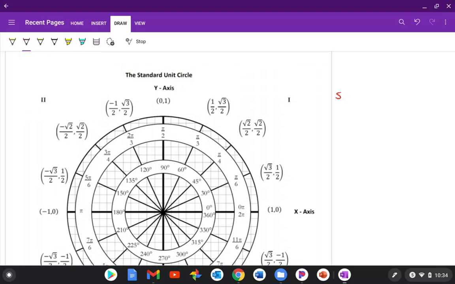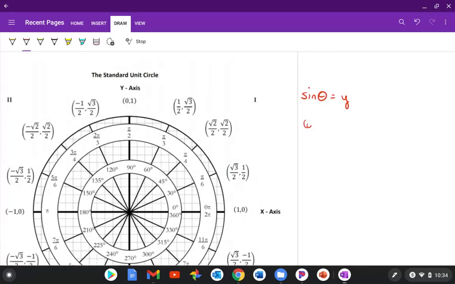The sine of theta equals the y coordinate. The cosine of theta equals the x coordinate. The tan of theta equals sine over cosine, so that's y over x.